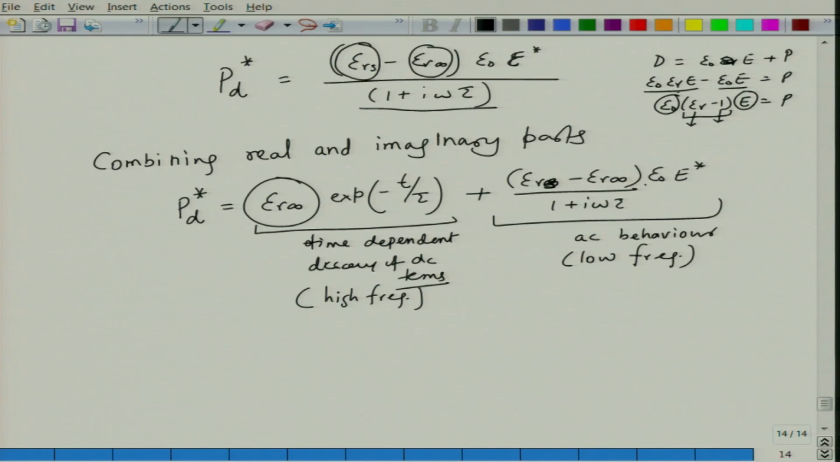For all practical purposes, you can consider this to be frequency independent. So, time dependent decay of the independent term, and then we have another term which is basically the AC behavior at low frequencies. So, this is the low frequency, this is ultra high frequency, which is nearly a constant term. How it decays with the polarization, essentially this contribution is going to be extremely small to dipolar polarization, and that is why most of the times we ignore that part. Now, considering the electronic and ionic polarizations to be frequency independent, one can write.